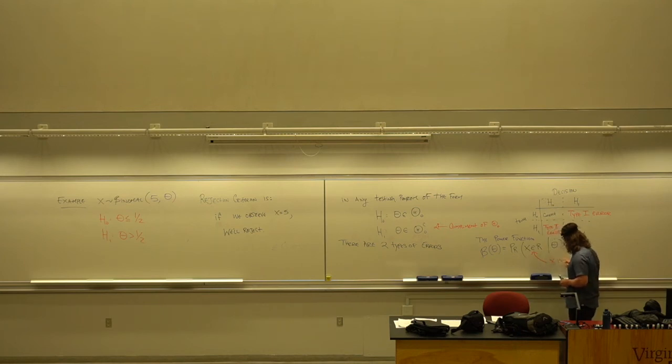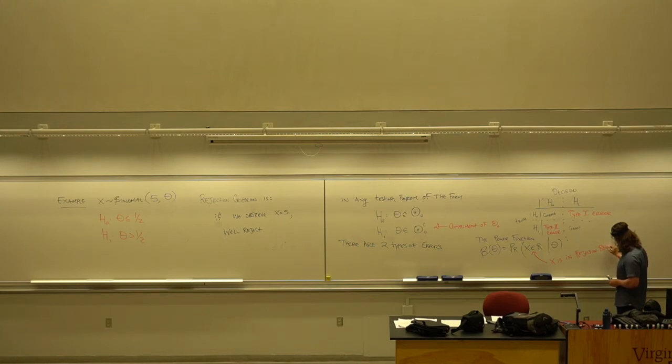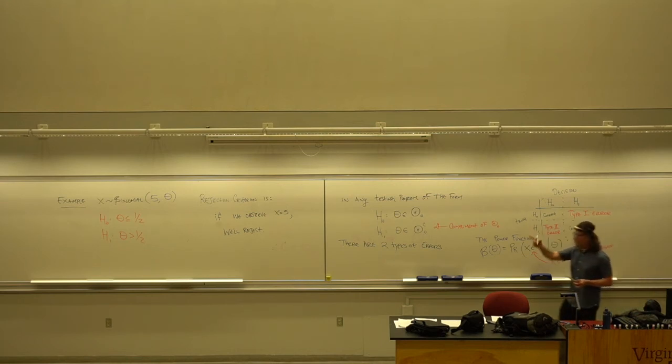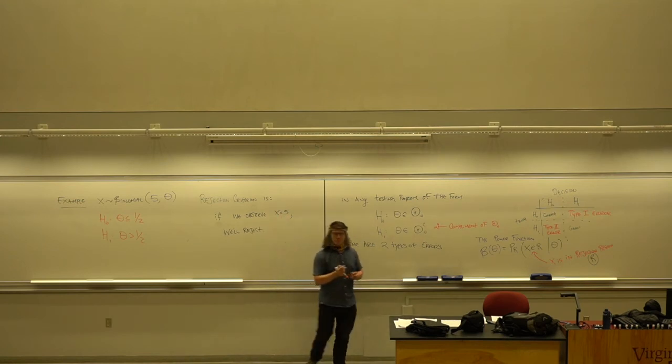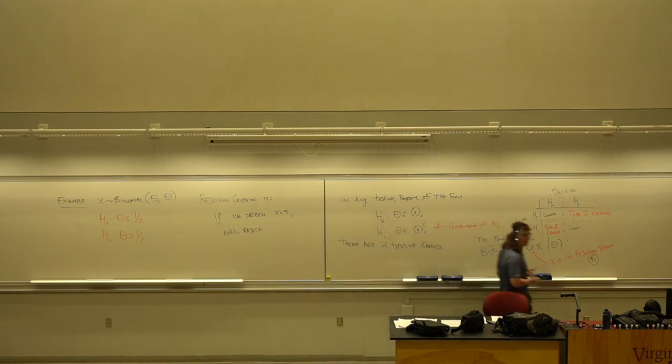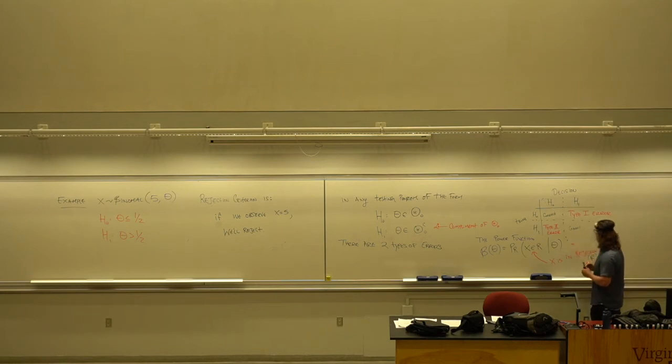X is in the rejection region. I'm calling it R. So in the context of our example, the rejection region is when X is equal to 5. Just to give you something concrete. So this is the power function. This thing right here has something to do with both of these errors.